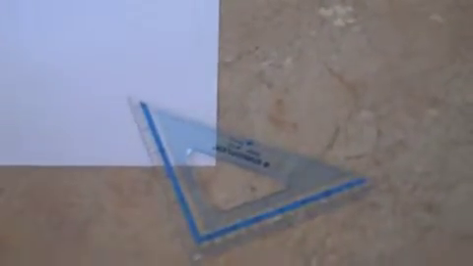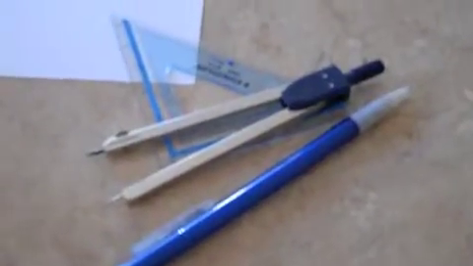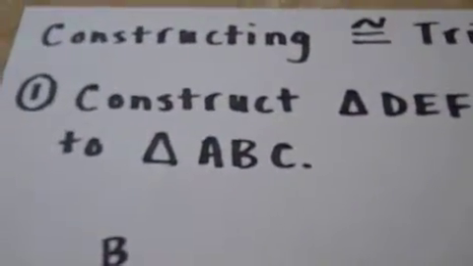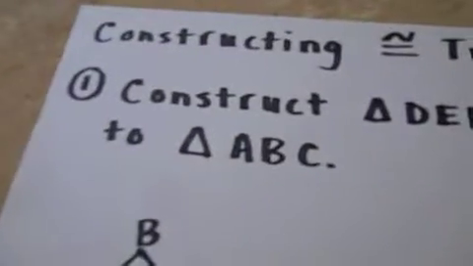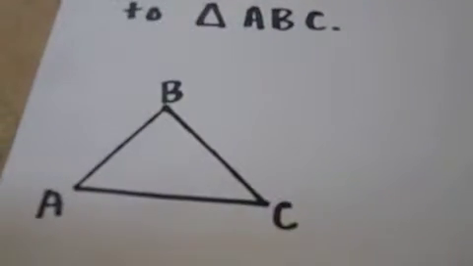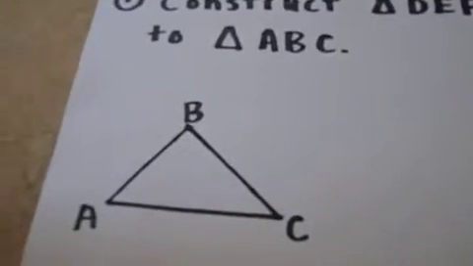The tools we'll need today are a straight edge, a compass, and a pencil. Let's take a look at our first example. Example 1 asks us to construct triangle DEF congruent to triangle ABC. So we are given triangle ABC to start out with, and we need to construct a congruent triangle DEF.